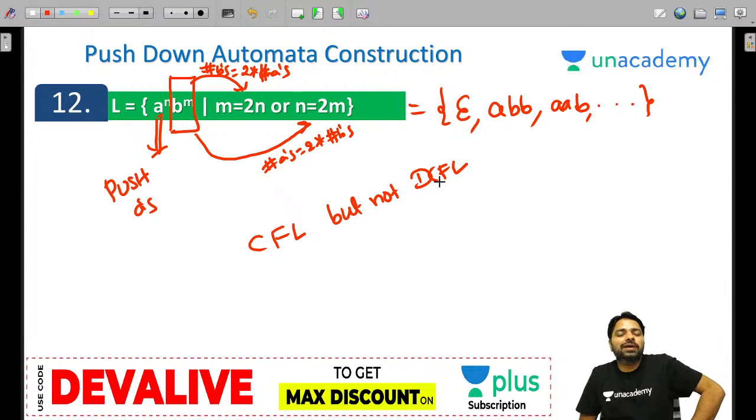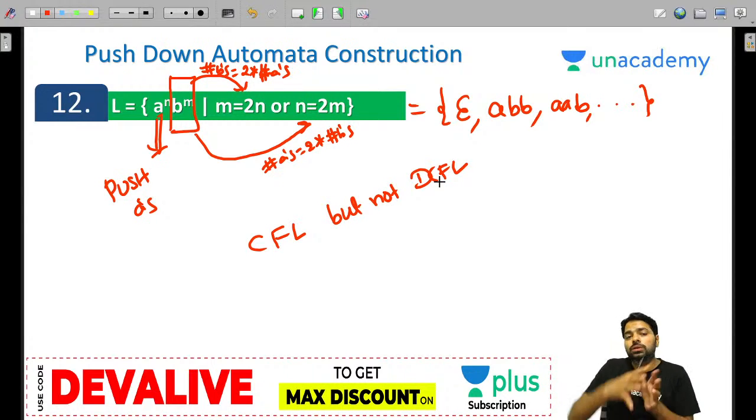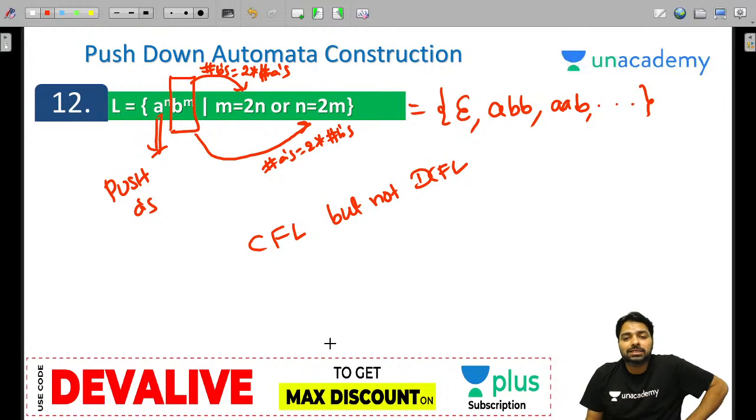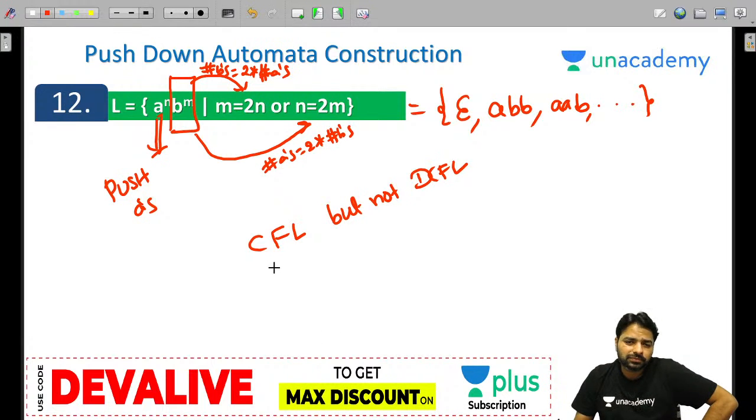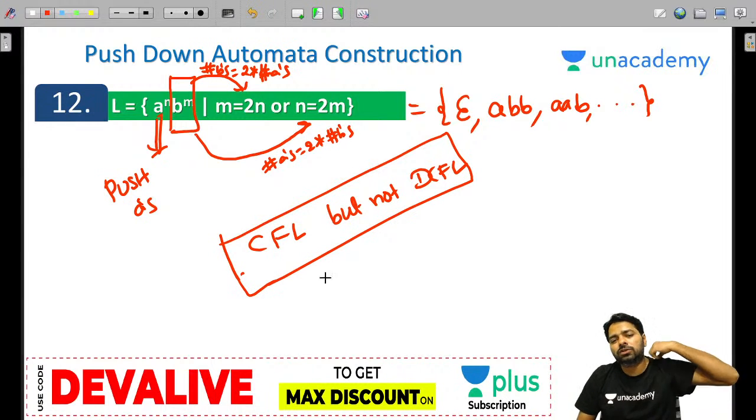If it is a DCFL, for the b you should have only one logic. You can't have 2 logics. You have to take 2 non-deterministic transitions. Fine. CFL but not DCFL. There is a non-deterministic choice for that combination, b comma a. Everyone?